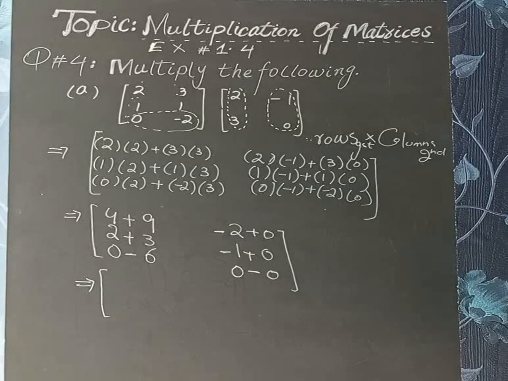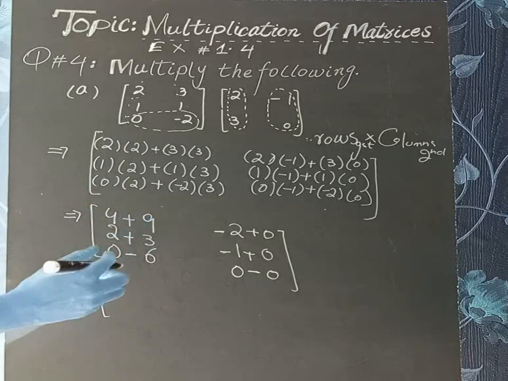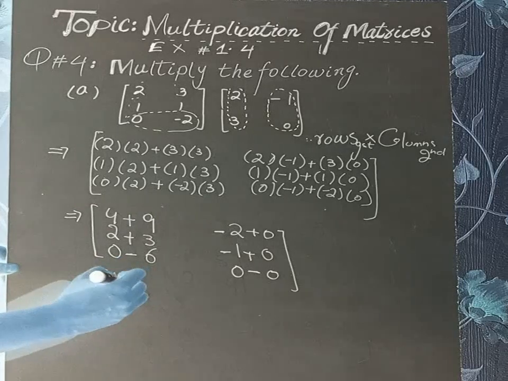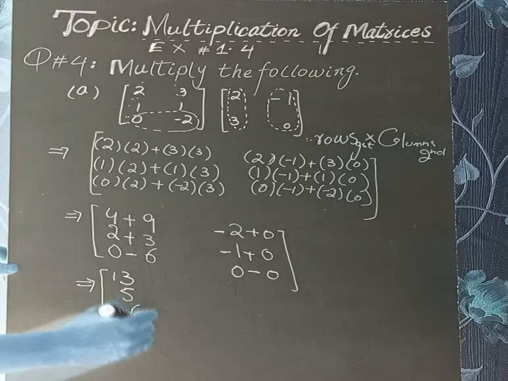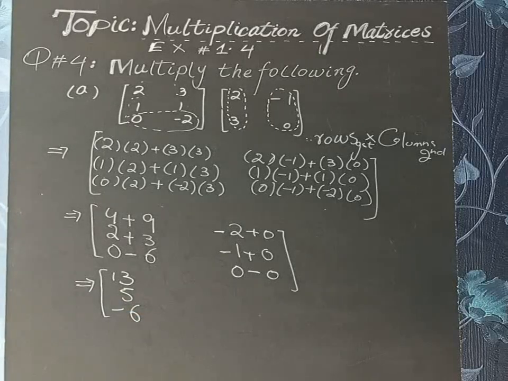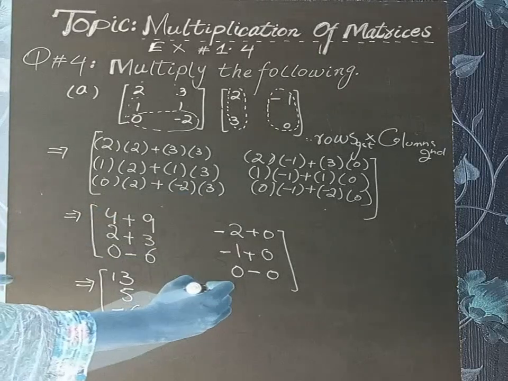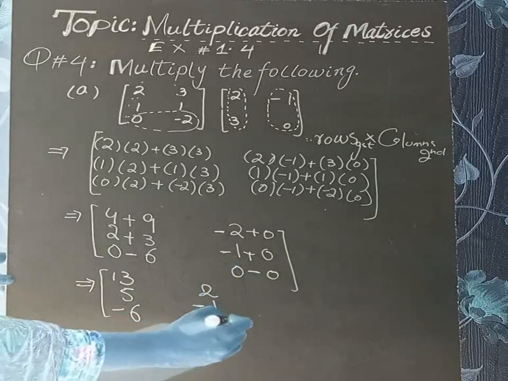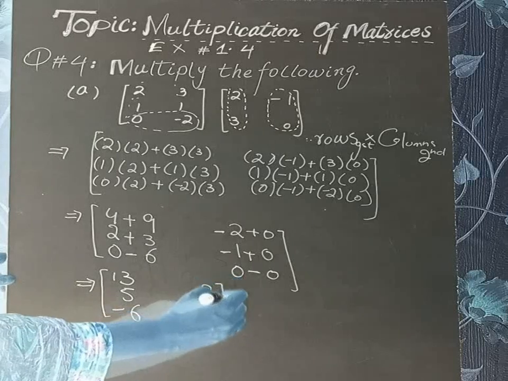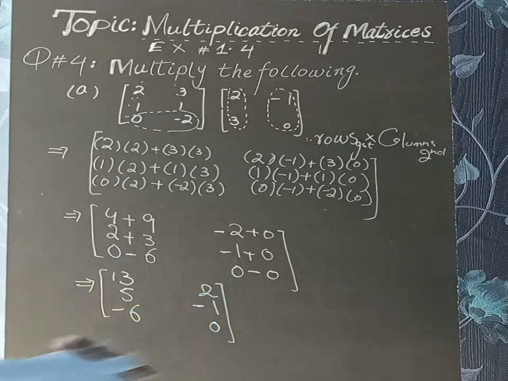Now we will do the operations over here. 4 plus 9, that is 13. 2 plus 3 is 5. 0 minus 6 is minus 6. 2 plus 0 is 2. Minus 1 plus 0 is minus 1. 0 minus 0 is 0. So this is the product of these two given matrices.